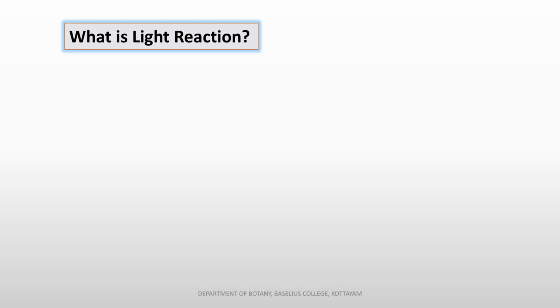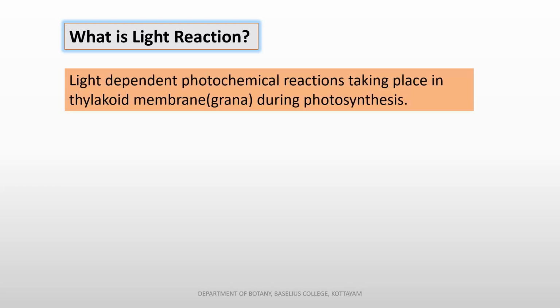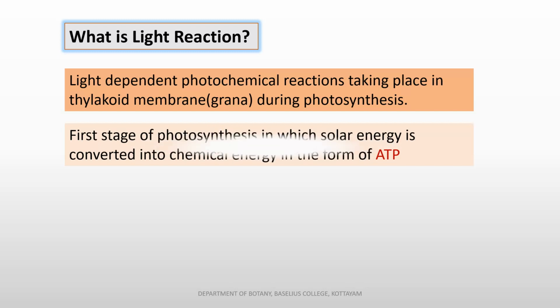What is light reaction? Light reaction comprises light-dependent photochemical reactions which are taking place in the grana or thylakoid portion of chloroplast during photosynthesis. Light reaction is the first stage of photosynthesis in which solar energy is converted into chemical energy in the form of ATP. We know sun is the ultimate source of energy, so energy contained in sunlight is trapped in chemical bonds of ATP by this process.